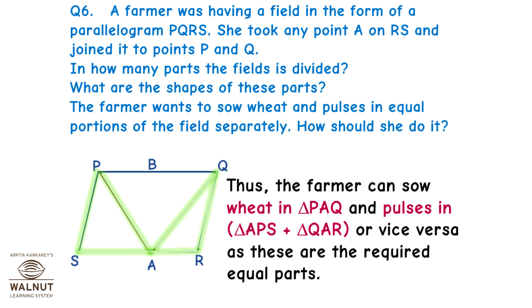Thus, the farmer can sow wheat in triangle PAQ and pulses in triangle APS plus triangle QAR, or vice versa, as these are the required equal parts.